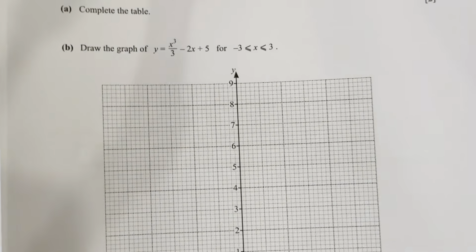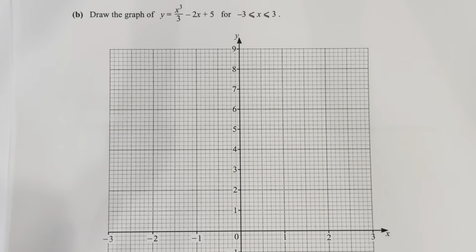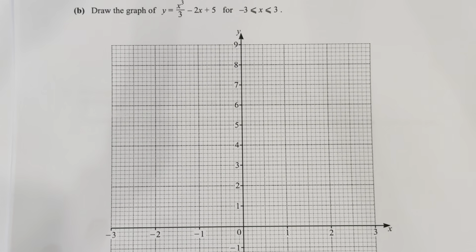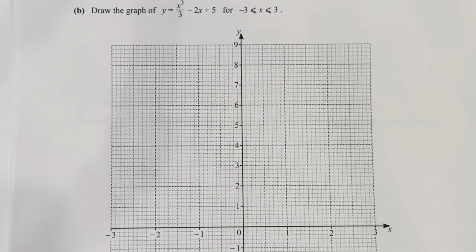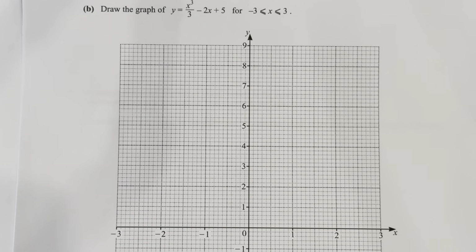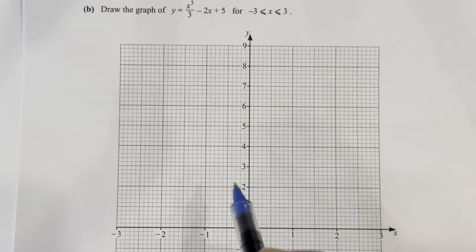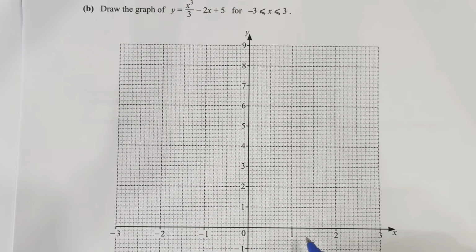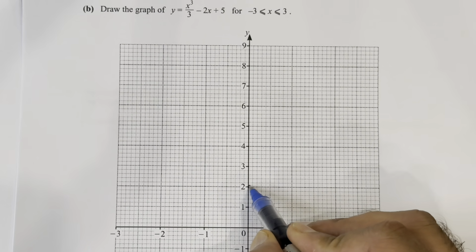All the values in the table are given, so we just need to plot this graph carefully. For the value of x equal to minus 3, the value of y is 2. When x is minus 3, y is positive 2. So this would be our first point.